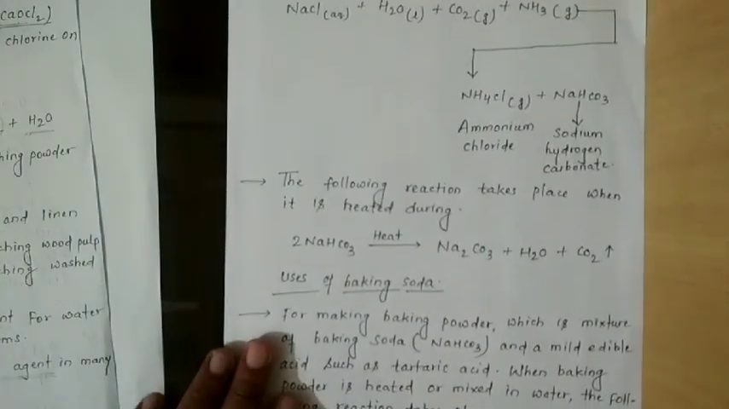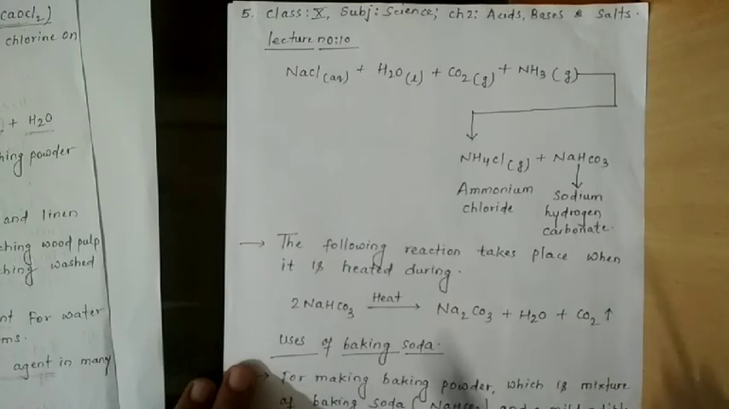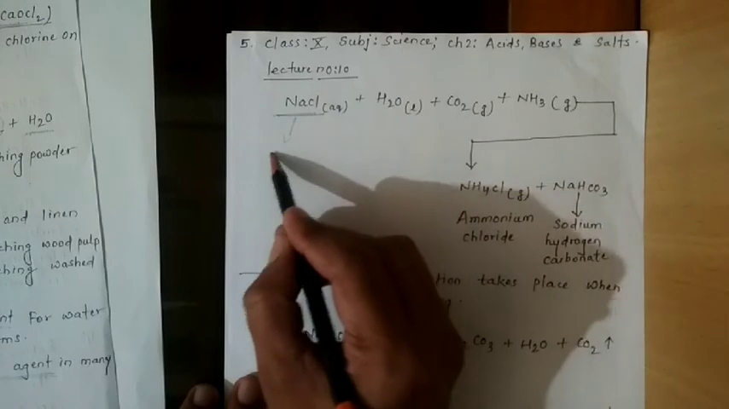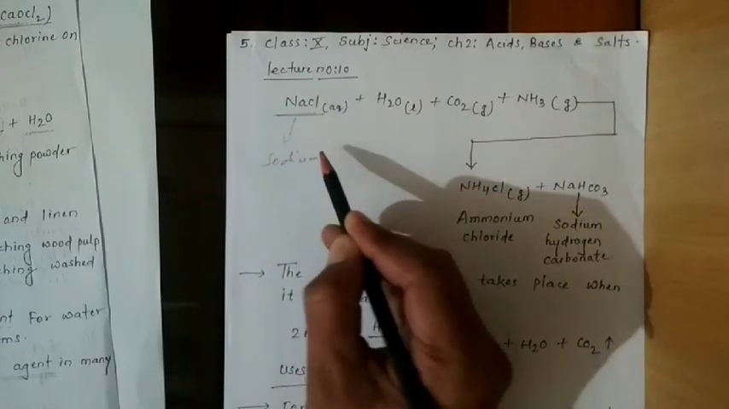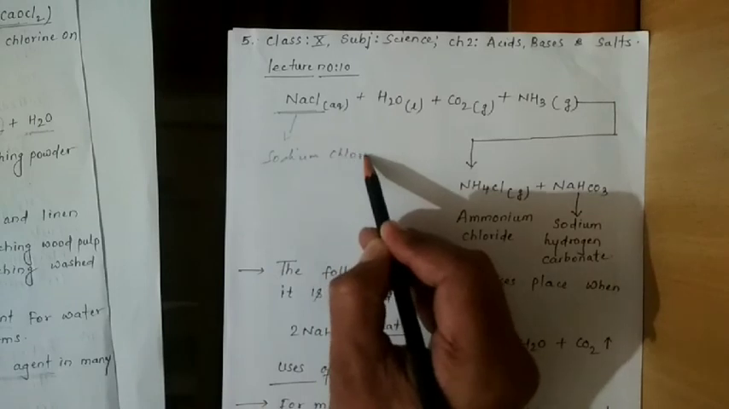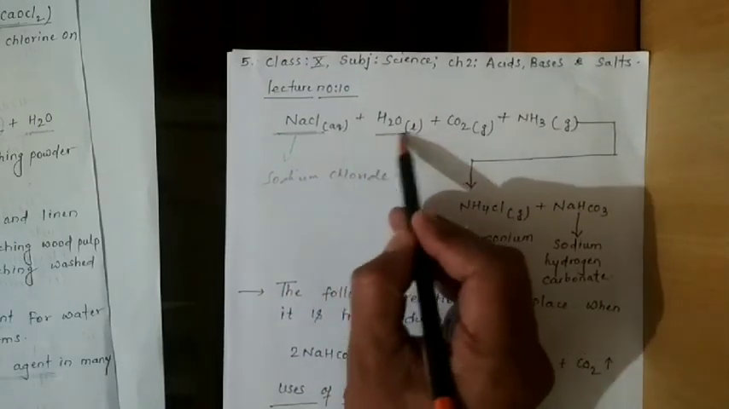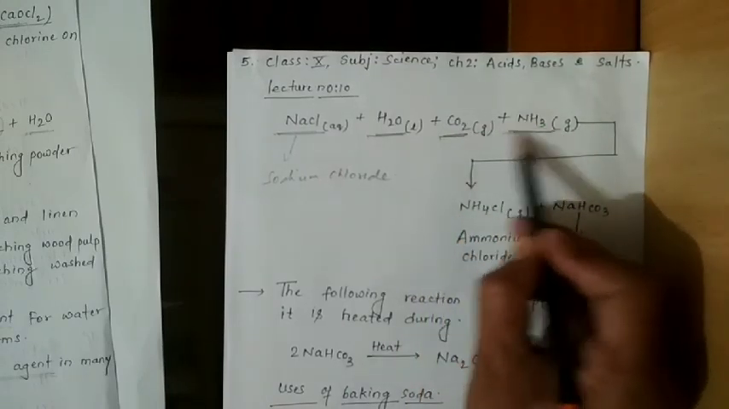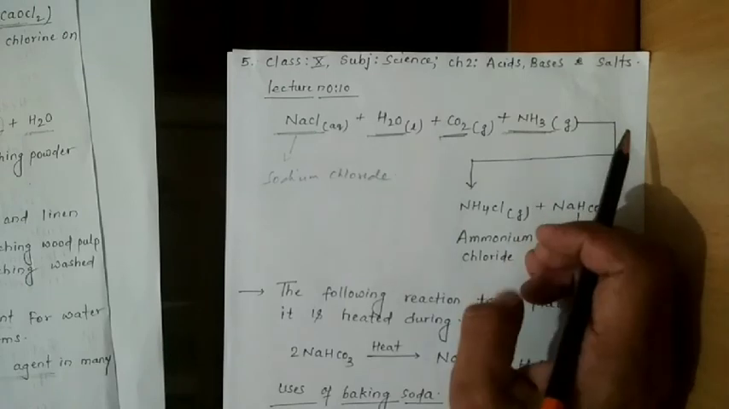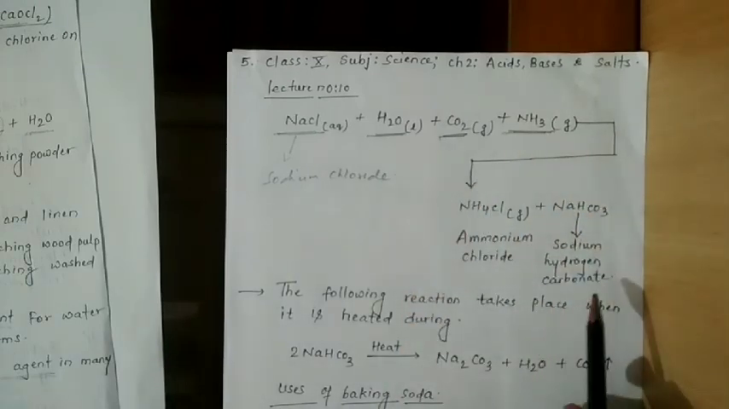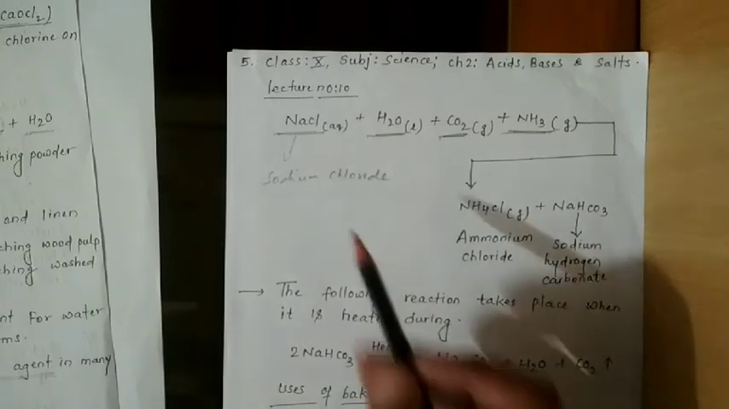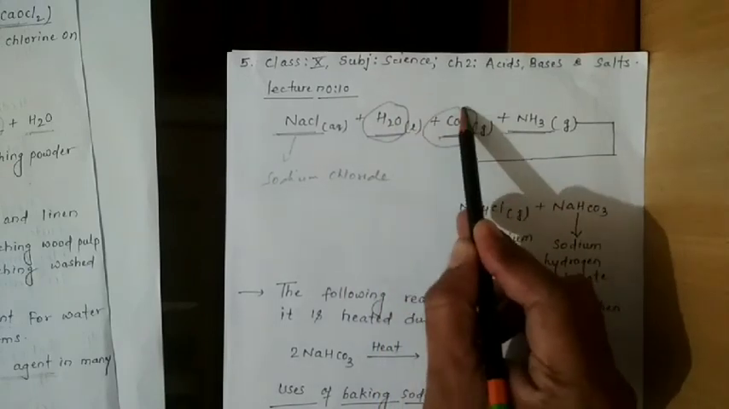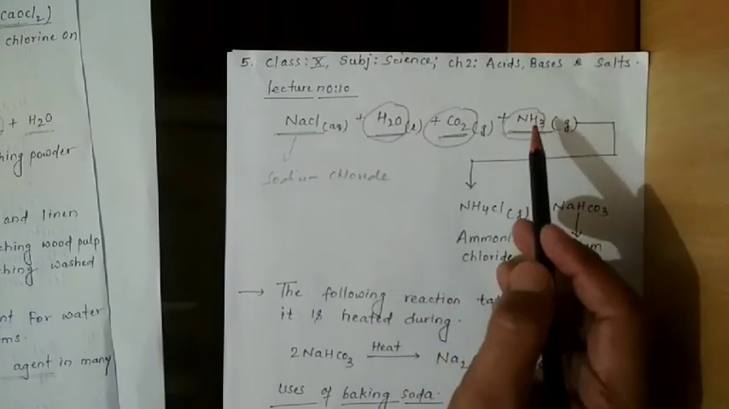Now, how is it prepared? NaCl, that is sodium chloride, and water, CO2 and NH3. These raw materials are required for making sodium hydrogen carbonate. So NaCl plus H2O plus CO2 gas and NH3, that is ammonia.